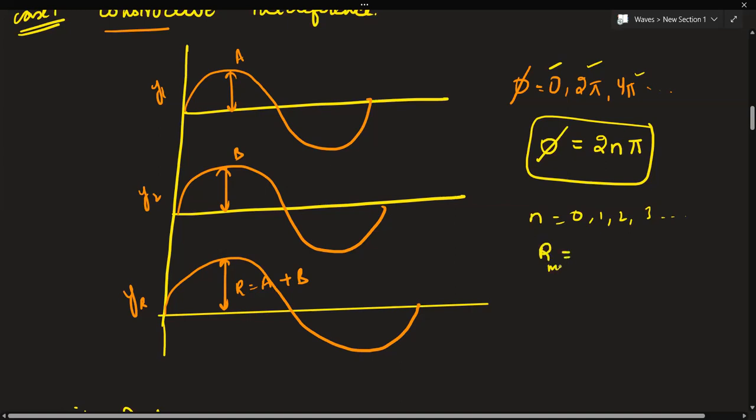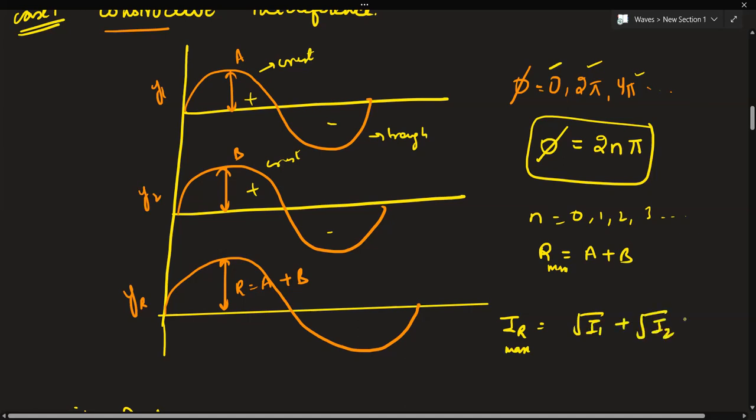And the resultant amplitude, the maximum value it will have is A plus B, because you can simply see two waves. What happens in constructive interference is that if I say this is the crest of one wave, this is the trough of one wave, both the crests get added up and the troughs get added up. Let's say this is plus, this is plus, this is minus, and this is minus. So both plus plus are getting added, both minus minus are getting added. That's why we say the interference or the superposition is constructive. And also the resultant intensity: maximum value of resultant intensity will be under root I1 plus under root I2, whole square.